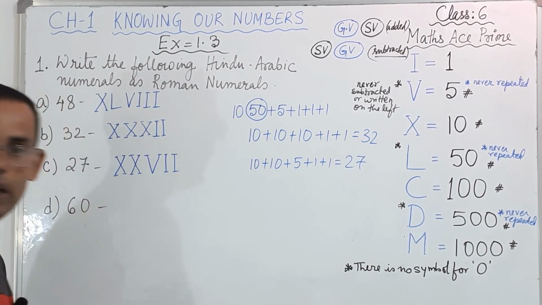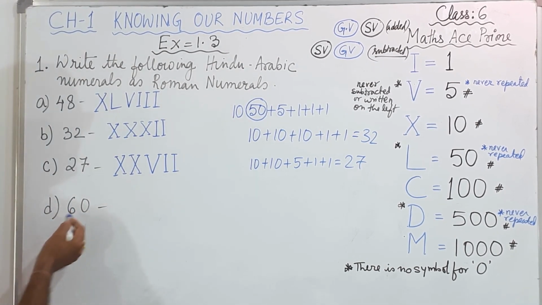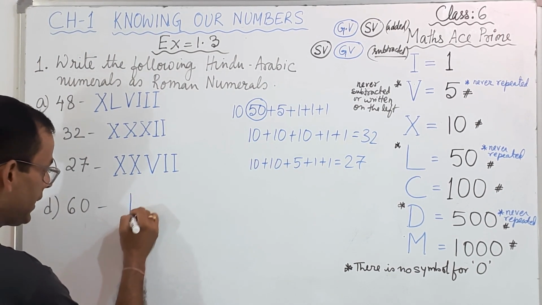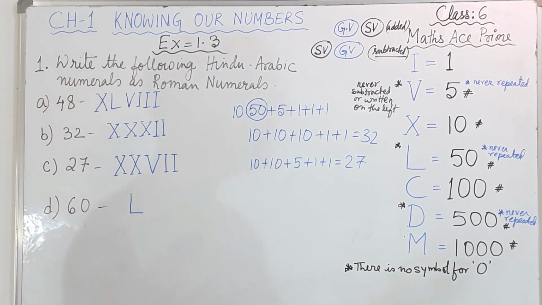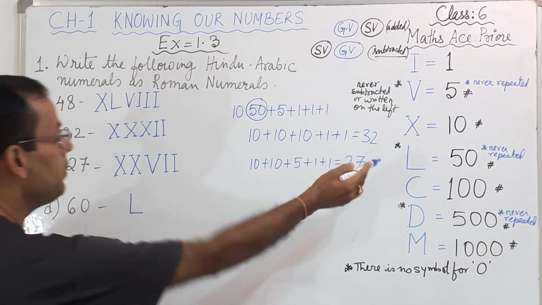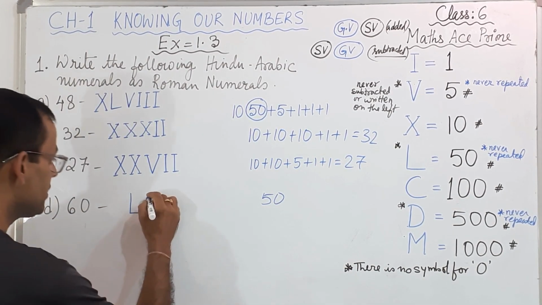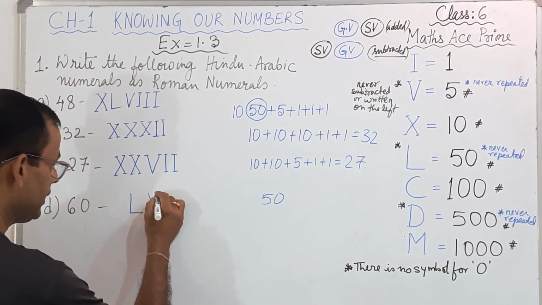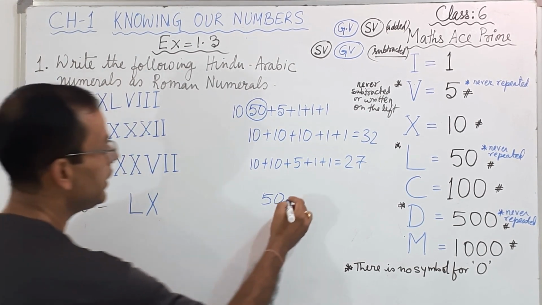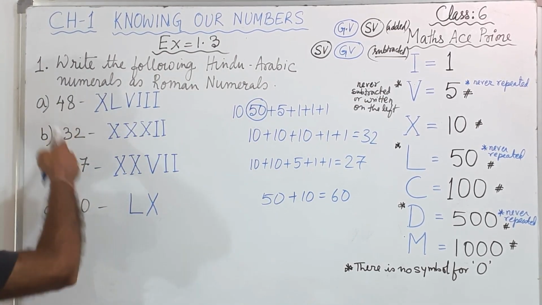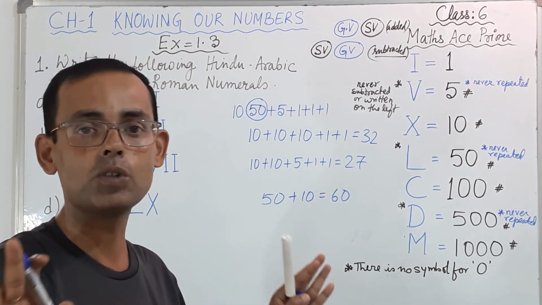So what do you get? 32. Clear? And now here 60. How can we do 60? We have to make it 60. So what can I write directly? I can write here L. L stands for 50. See, L means 50. And if I write on the right side, suppose X, that means 10. So how much do I get? 60. So I hope A, B, C, D you have understood nicely.